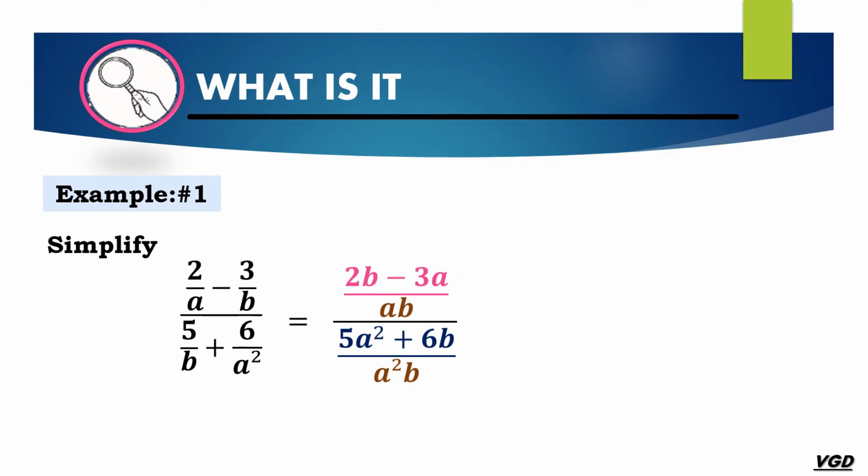And applying the rule in dividing rational algebraic expressions, we can rewrite our expression to 2b minus 3a over ab times a squared b over 5a squared plus 6b. So, we multiplied the first fraction to the reciprocal of the second fraction, or the dividend to the divisor.